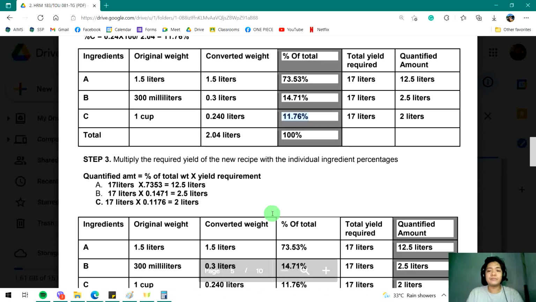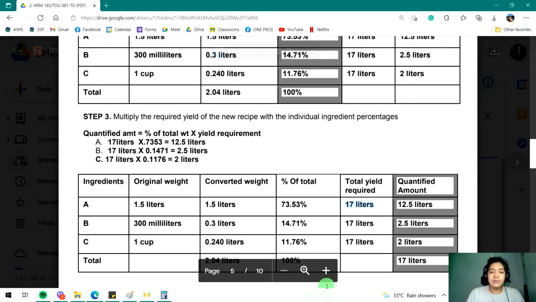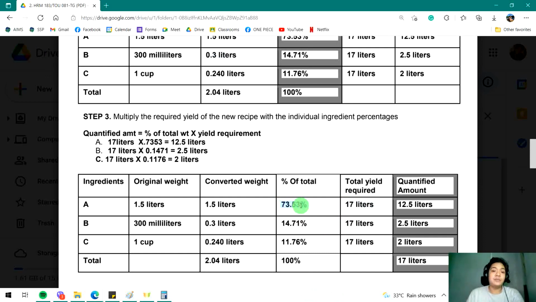The next thing that we have to do is to multiply the percentage doon sa required yield natin. In this case, our required yield is 17 liters. Ibig sabihin, 17 liters ang kailangan natin ma-produce doon sa kailangan nating gawin na recipe. And what we're going to do here is to multiply 17 liters to the percentage of the total converted weight. And again, of course, if you will multiply a percent to a solid number or to a whole number, you have to move the decimal point first 2 places to the left.